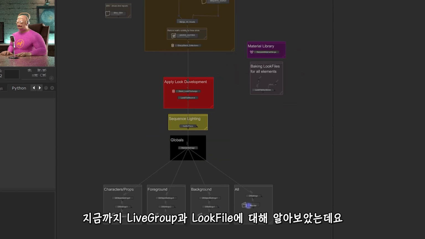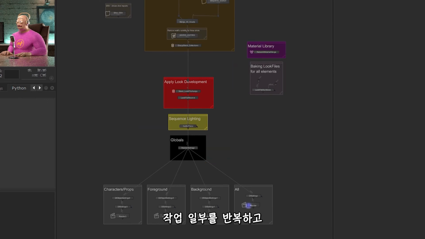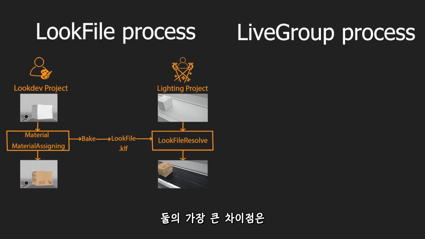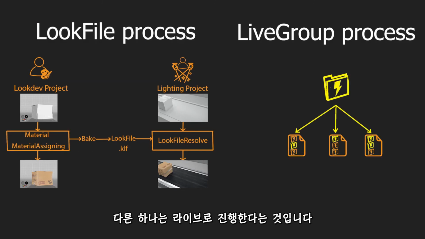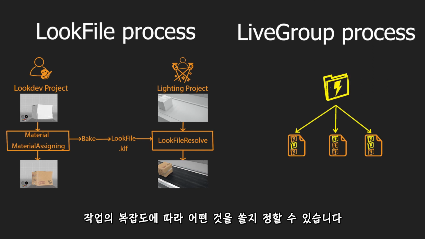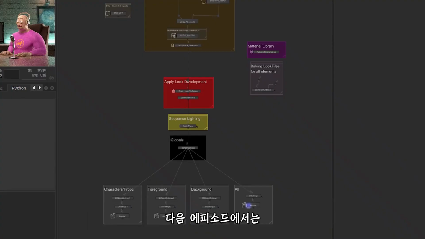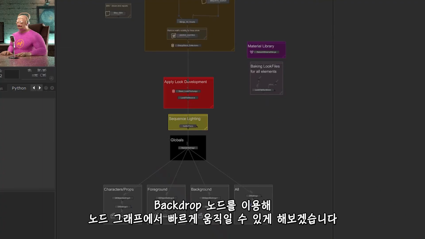We've now covered the use of LiveGroups and look files and seen their use for iterating parts of your work and working within teams. The main difference between the two is that one is a baking process, whereas the other is a live process. So depending on the complexity of your project, you can decide which works for you. In the next episode, we'll use the backdrop nodes to quickly move around the node graph.